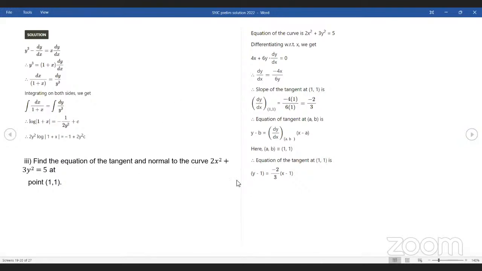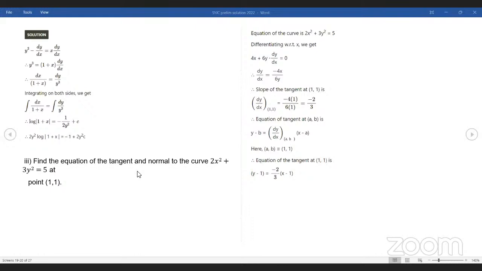Next, find the equation of tangent and normal to the curve 2x square plus 3y square equal to 5 at point (1, 1). In this question, we first find the derivative. In that derivative, we substitute the value. The point (x, y) is given as (1, 1). We substitute that value and find the particular value. The slope of the tangent here will be -2/3. Similarly, for the slope of the normal, only take the reciprocal with a negative sign. So 3/2 is the slope of the normal.